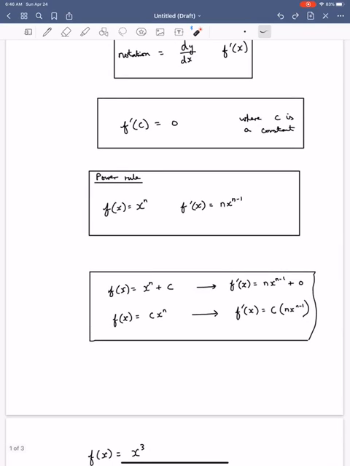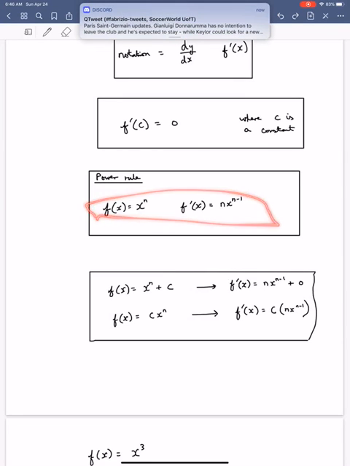The power rule. This is very, very important. So basically, if you're given a function in the form of this, x to the power of n, the derivative of that is going to be n times x with the original power minus 1. This rule is very, very important because you will be solving most of your derivatives using this.